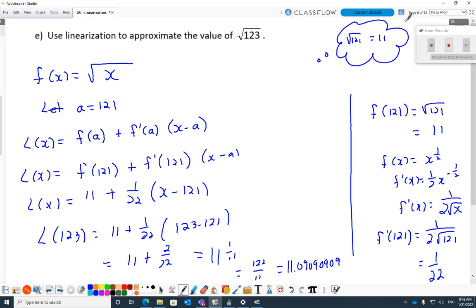The function's easy to choose. You better look right at it. The a value takes a little thought, something close that you can evaluate at, but then the rest is pretty straightforward.